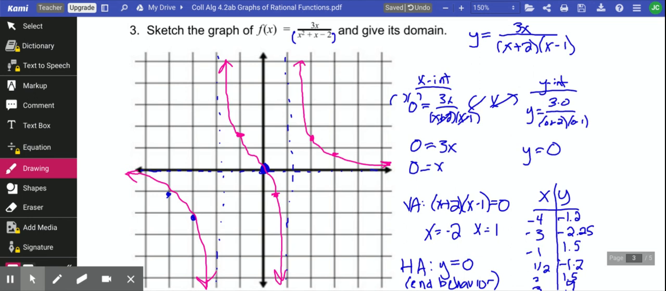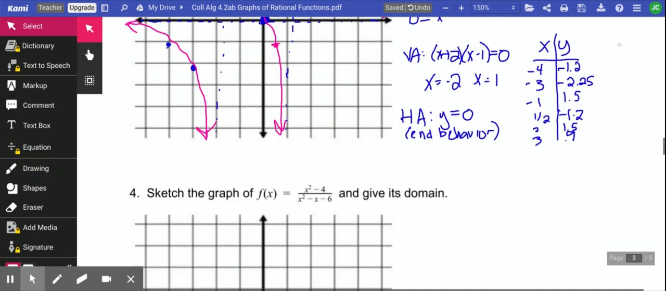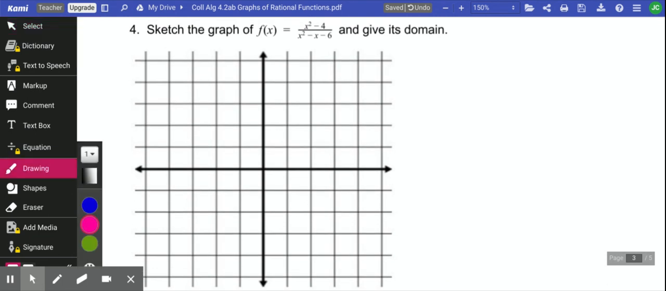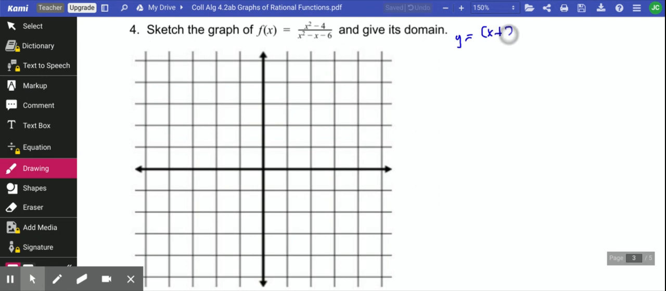All right, let's check out one last graph down here in number 4. So we're going to follow the same process. We're going to start by simplifying. So this graph, the numerator is x plus 2, x minus 2, and the denominator is x minus 3, x plus 2.